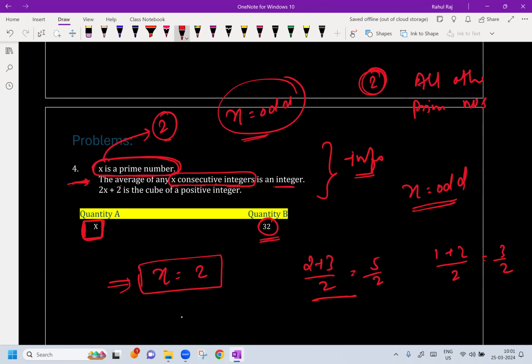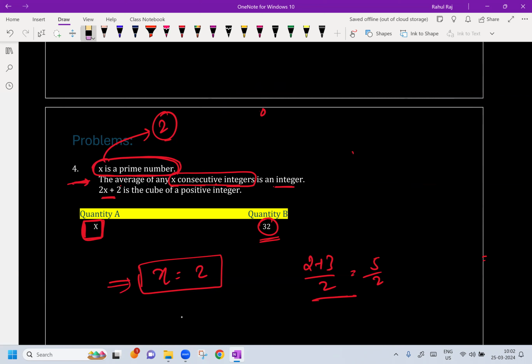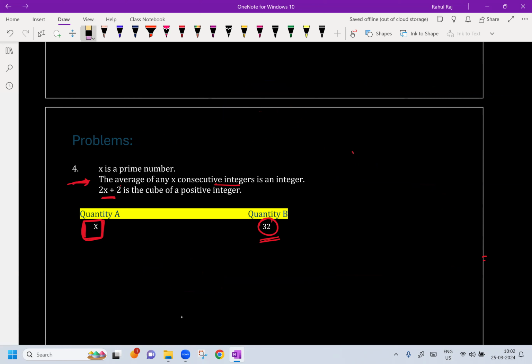But how come? Because now you have to look at the third statement also. The first two statements just give me the logic that X is not an even number, X is an odd number. After reading the first two statements, I have come to the conclusion that X is odd. Is this very clear? Yes or no? Perfect. So from statements 1 and 2, X is odd.